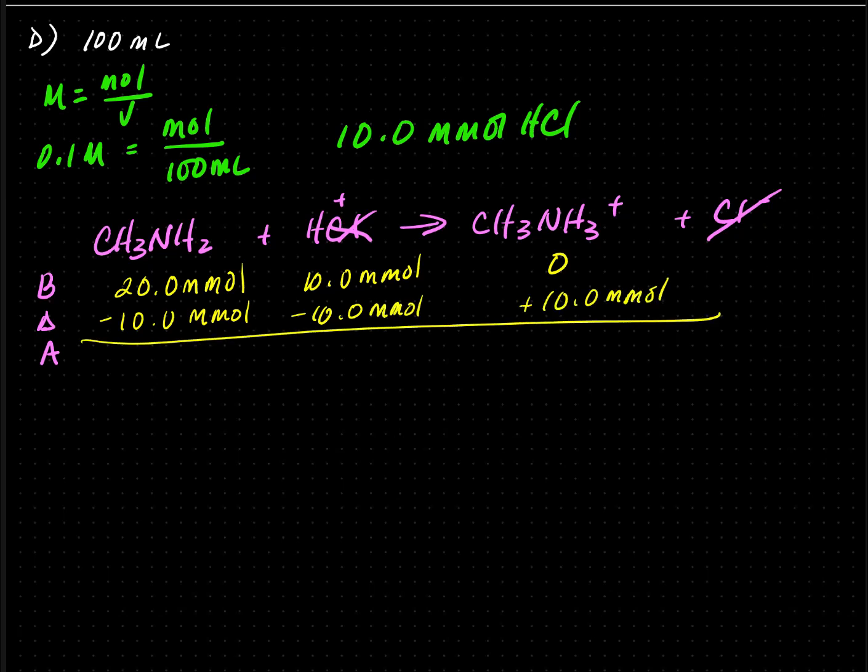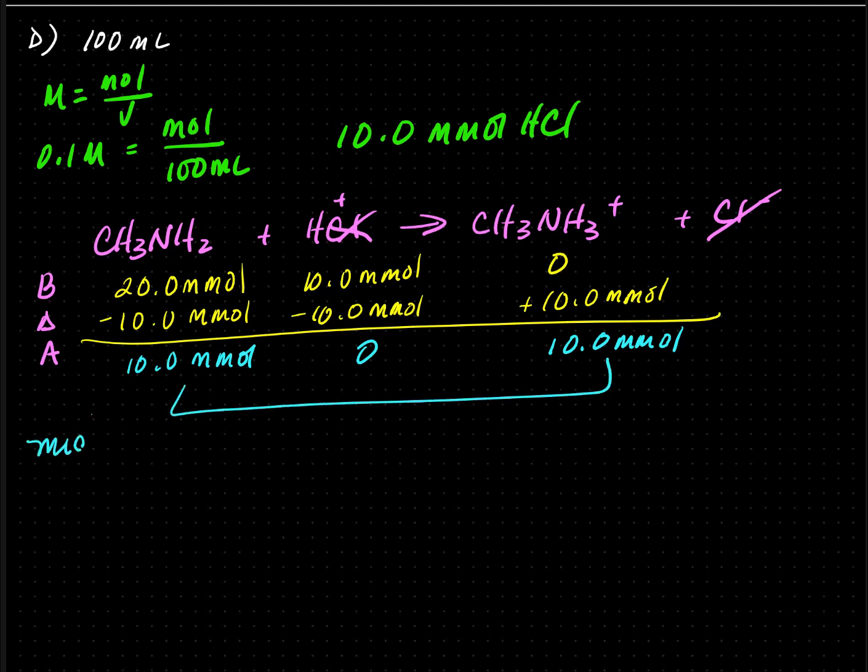To find the after we add, this is going to be 10. Our limiting reagent cancels out. There's none. And then on the right side, we have 10 millimoles. Right now, this is a special case called the midpoint. Midpoint is halfway to the equivalence point. It's when the conjugate pairs have the same amount of moles.